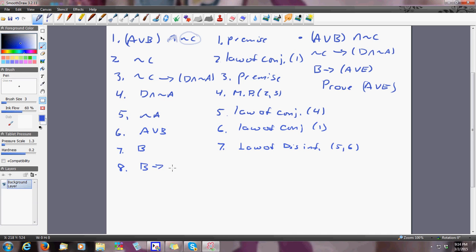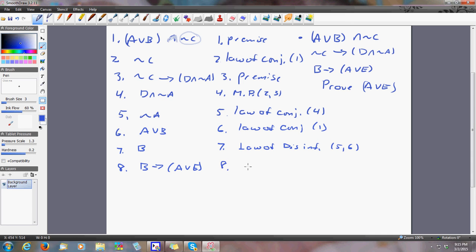which gives me, now I can say B implies A or E, and that's a premise, which gives me, here we go, now this is good stuff, look at that. That is modus ponens, A or E, which was what we were trying to prove, and it's modus ponens on numbers 7 and 8.